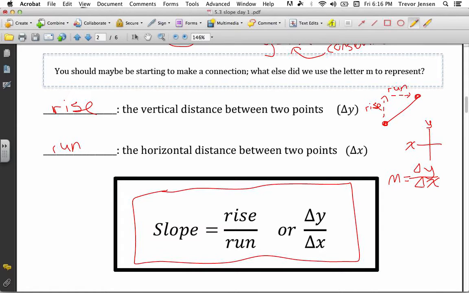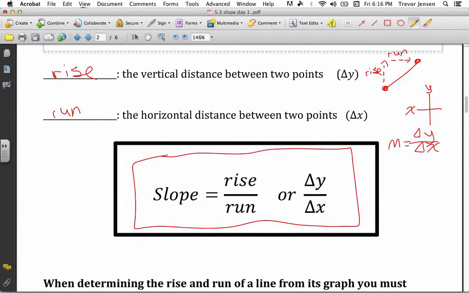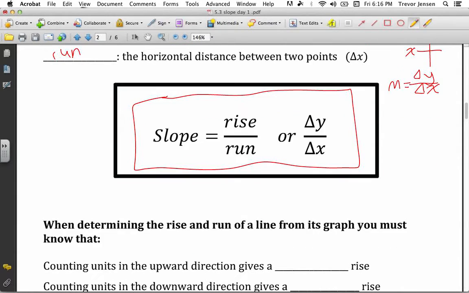Okay? So when we're talking about slope, we'll usually use rise divided by run. In the previous lessons we talked about constant of variation, and we used the formula change in y divided by change in x. Okay? But they're in fact the same thing, because rise is the vertical distance, which is the change in the y-coordinates, and run is the horizontal distance between 2 points, which is the change in the x-coordinates.